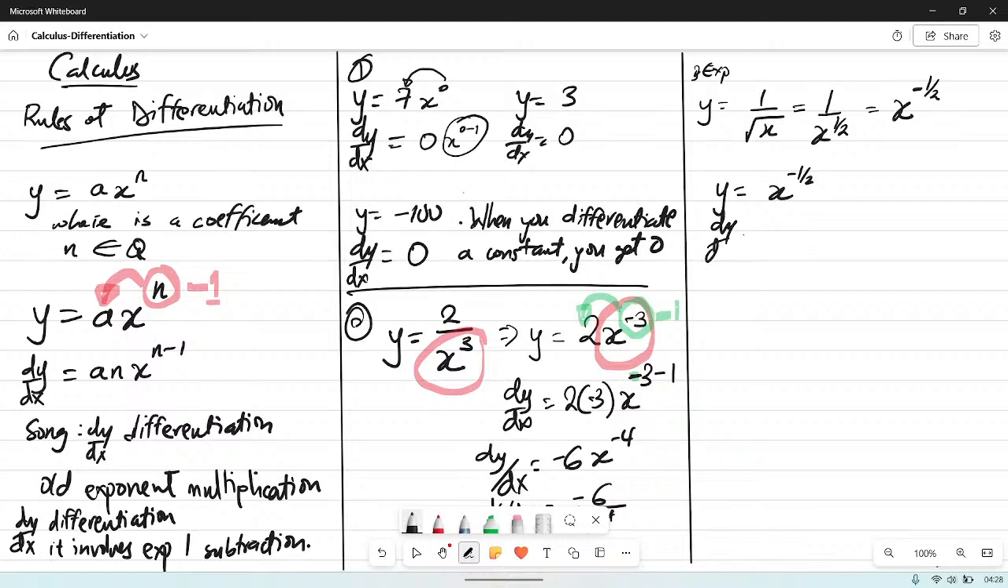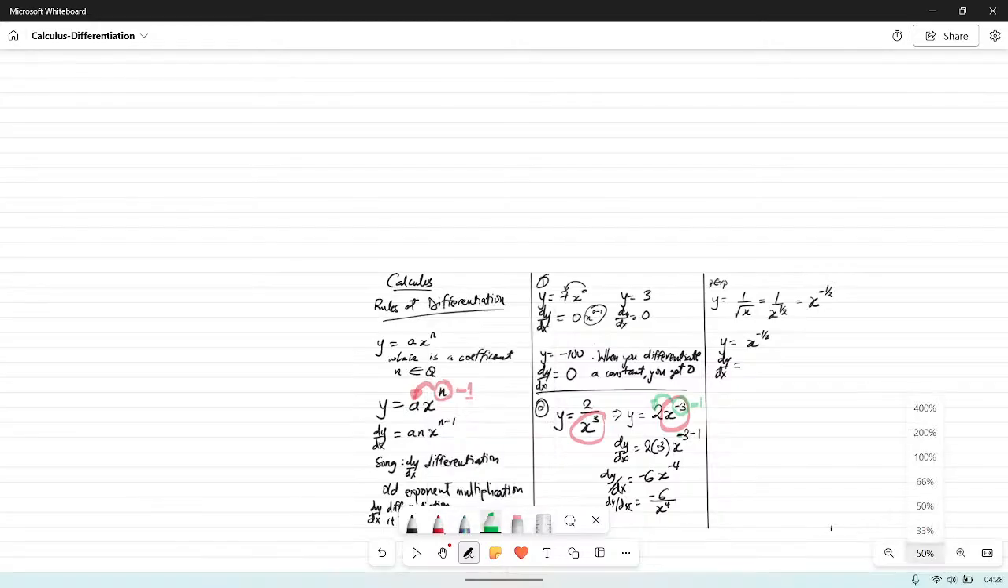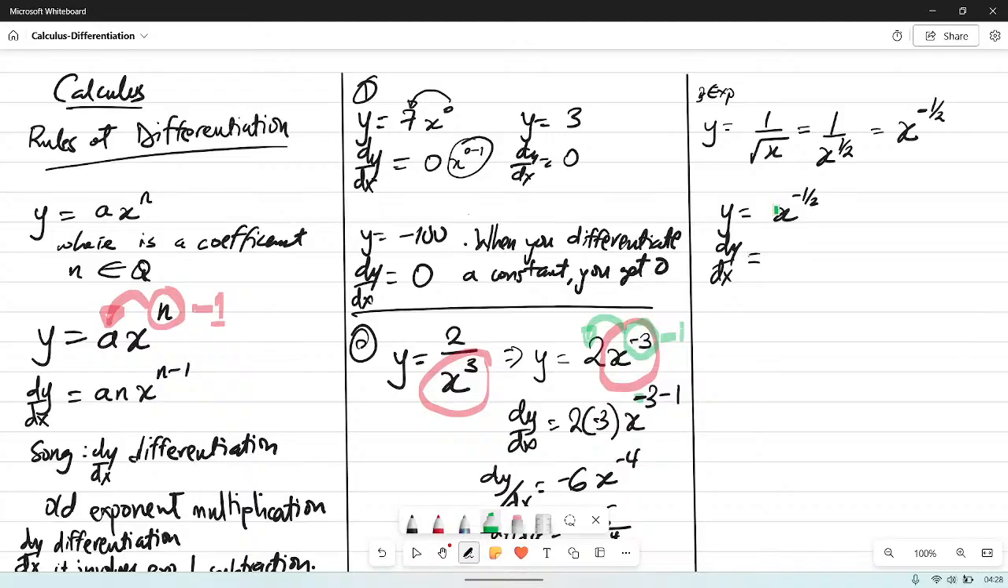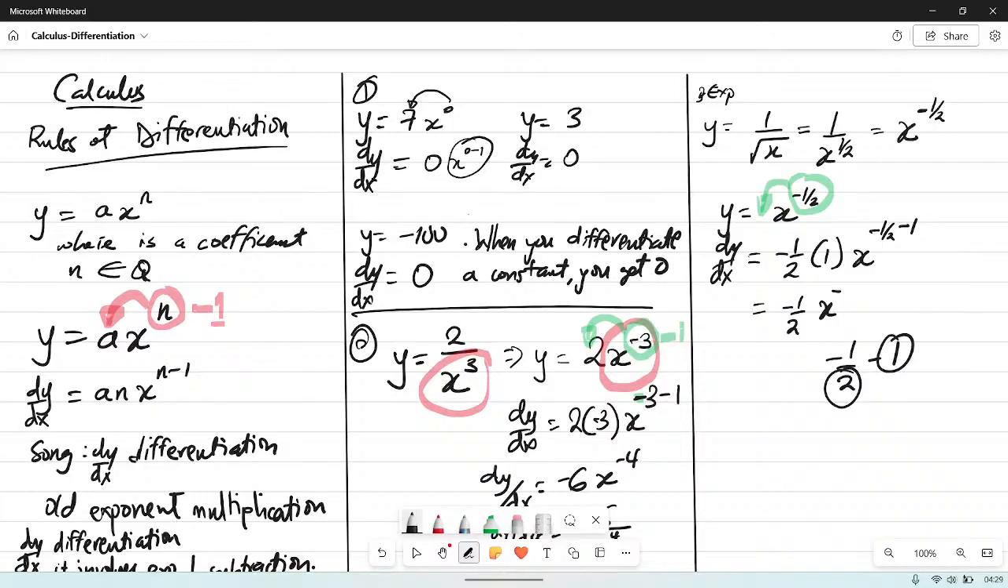So dy/dx becomes the negative half, which is an old or original exponent, right? So it comes to multiply the coefficients here. If there's no coefficient, it is 1, right? So it becomes negative half times the 1, and x exponent negative half minus 1. Because anytime we do differentiation, we subtract 1 from the exponent. When we simplify this, we get negative half x raised to the power negative. Whenever you have a fraction like this, multiply this and this, what do you get?